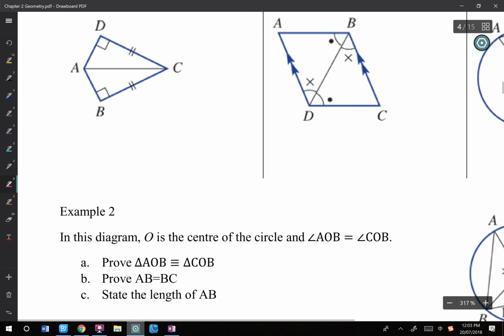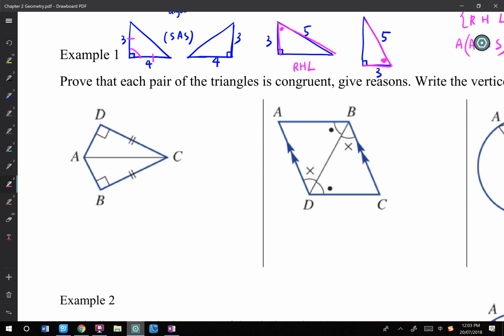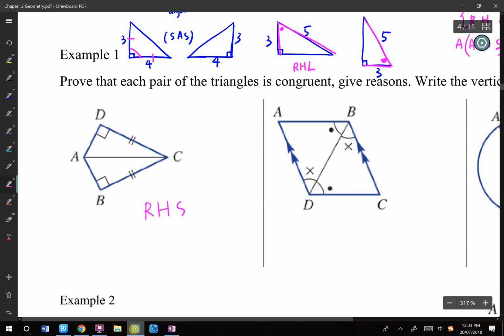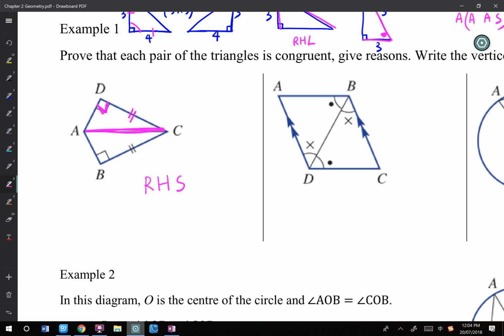Okay, for example 1, can you tell me why they are congruent? I will tell you they are all congruent triangles, but can you tell me why? Which rule, like 1, 2, 3, 4, which rule? First one, RHS. Okay, we have a right angle, we have the hypotenuse the same, and we have one straight line the same. So it's RHS.